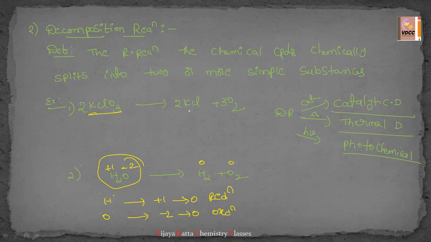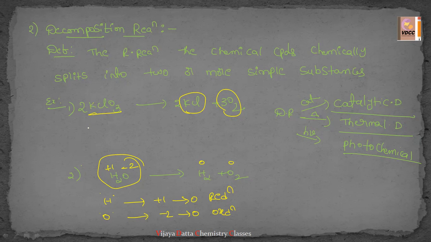Even KClO3 decomposes to KCl and O2. Here we use a catalyst. Which catalyst do we use here? MnO2, manganese dioxide, we use for the reaction. Catalysts are of two types, which we'll discuss again as a separate topic. There are positive catalysts and negative catalysts, the inhibitors and promoters. That is again a different theory. Here we are discussing decomposition.